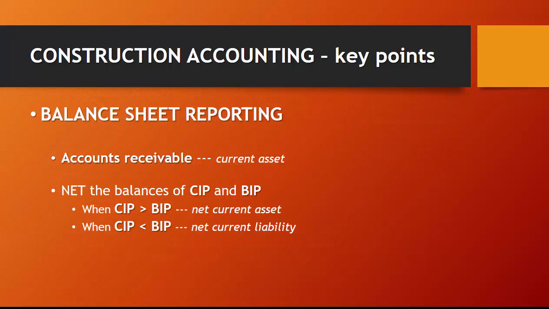For balance sheet reporting, there will be two accounts. One, the accounts receivable, which represents the excess of billings over the cash payments to date. And secondly, there will be a net current asset when the construction in progress amount exceeds the billings in progress. When the reverse is true, when construction in progress is less than billings in progress, the balance sheet will show a net current liability. Now, let's take a look at an example that we did in class.